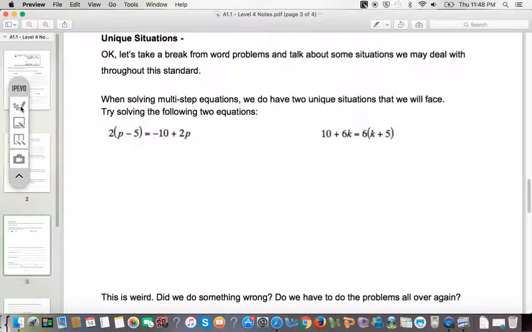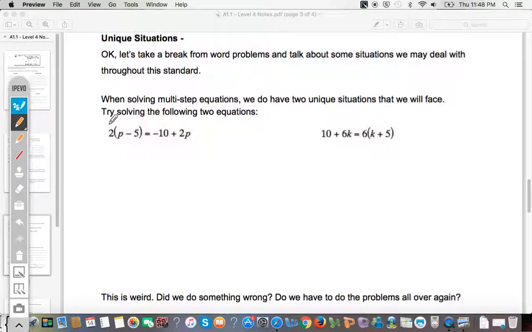Okay, so we're going to move on from word problems. We're going to talk about those unique situations that we talked about at the beginning of the video. So, what I'm going to do, I'm going to solve these two one variable equations right here. So I'll start with this one. So, distributive property, because I have parentheses, so I have 2 times p, which is 2p, 2 times negative 5, which is negative 10, equals, and on this side I have negative 10 plus 2p.